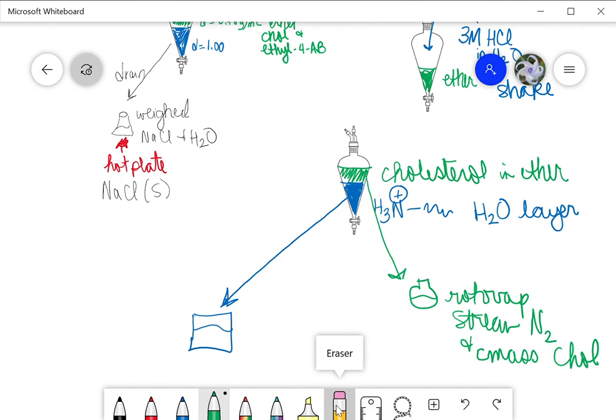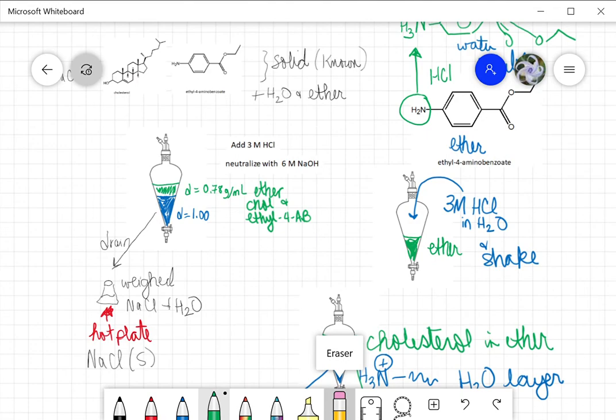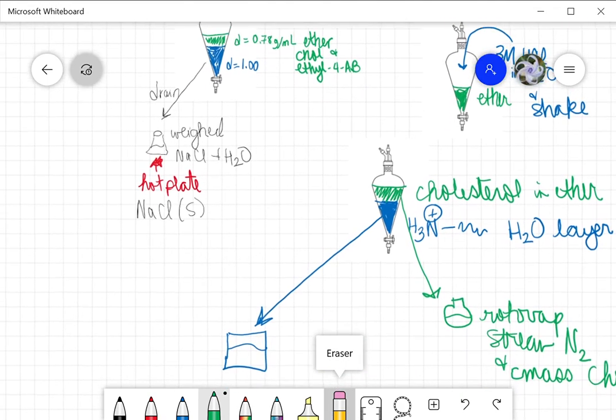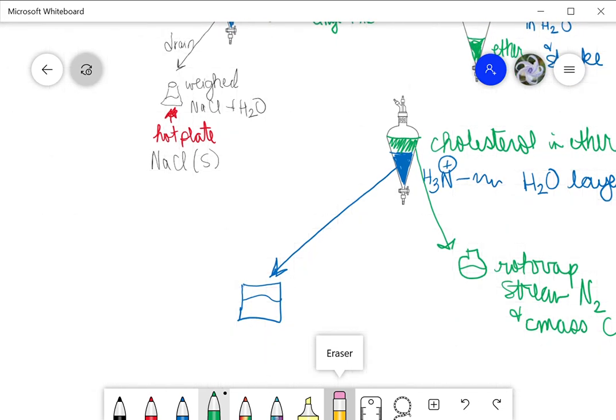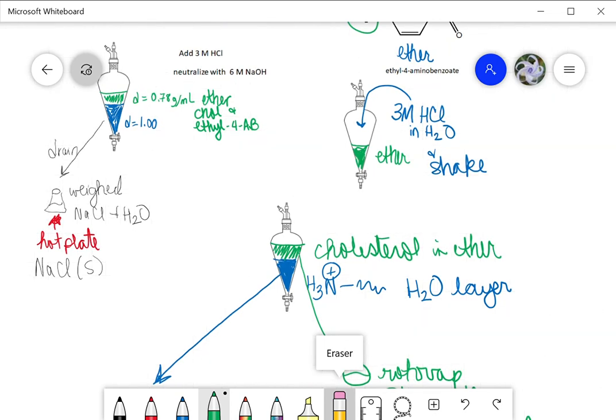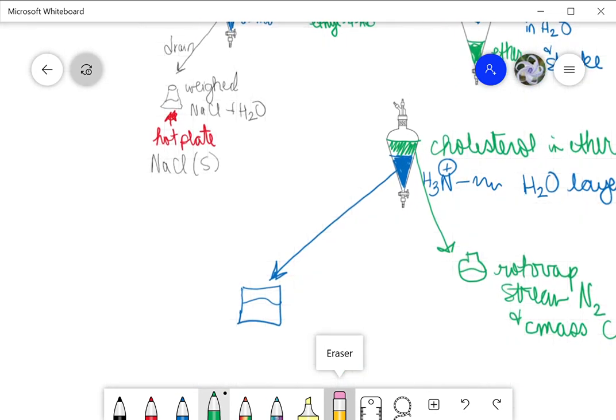So my protonated ethyl 4-aminobenzoate right now is in water, and it's not going to come out until I change the charge on that amino group from the protonated amine back to the neutral amine. Since I added HCl to make it protonated, I'm going to need a base to remove that hydrogen. So the base we're going to use is 6 molar NaOH.